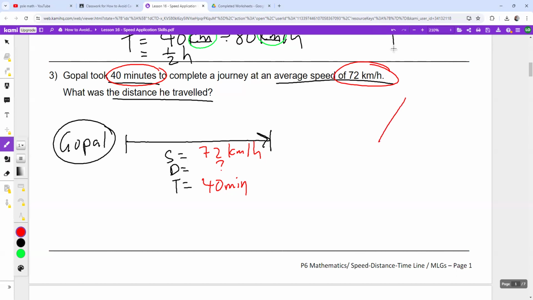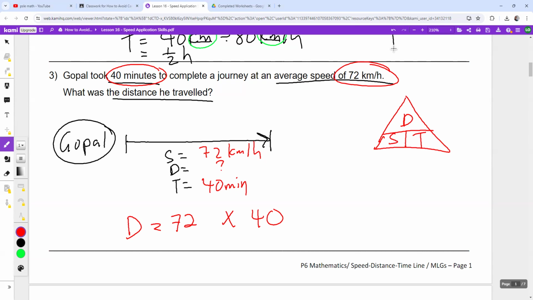Before we talk about that, let's look at the triangle. The distance is on top, and the speed and the time are below. So to find the distance, you take speed multiplied by time. Now this is a common mistake that you must avoid. Some students, when they write their steps, do it without the units. So 72 times 40, and they get the answer. That is very wrong.